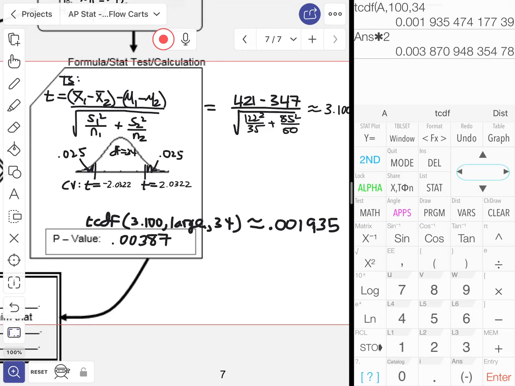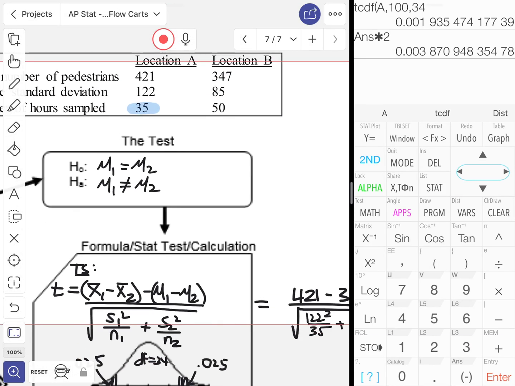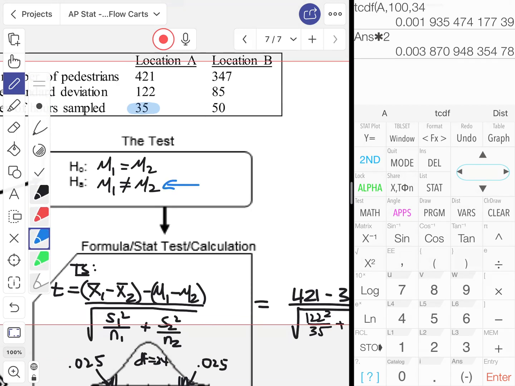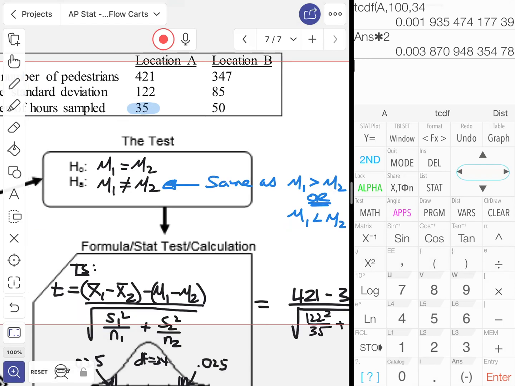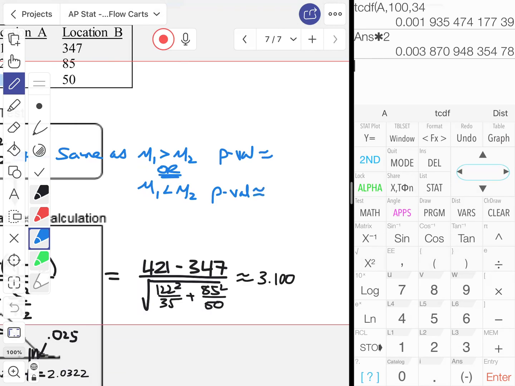It's the idea that if you're going to have a not equal situation, this is the same as mu1 greater than mu2 or mu1 less than mu2. All right, so it's very by the book. So each one of these has a p-value of approximately 0.00194.